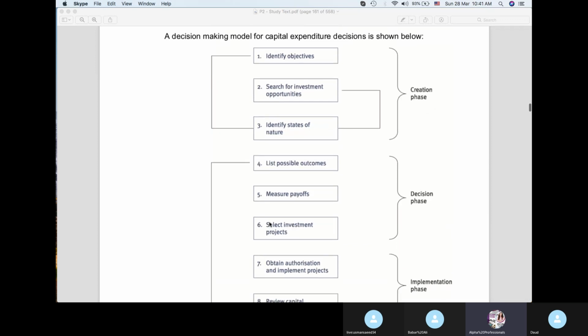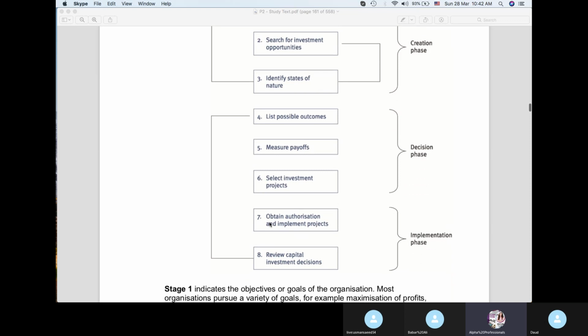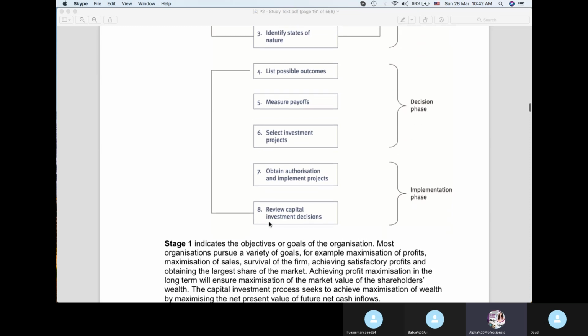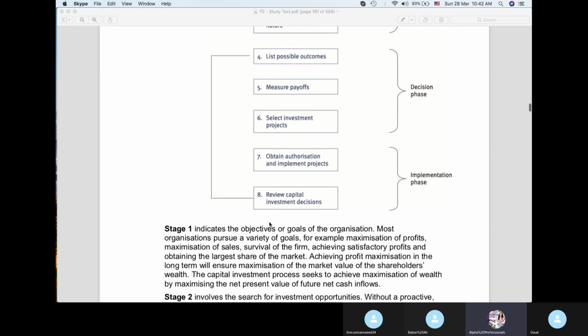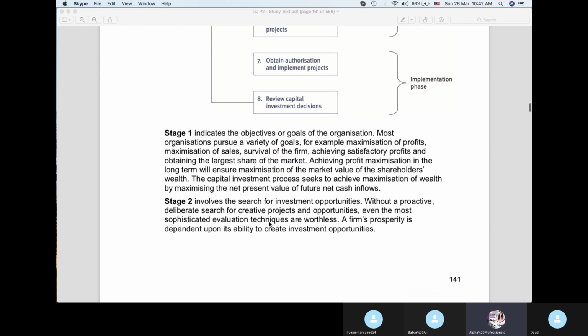The first one is the creation phase, which starts from identifying objectives till identifying the state of nature. And then the decision phase, this is the phase where you would be taking the decision about which investment would be more appropriate for your company, and you would be deciding for which investment or for which project your company will go. And then the implementation phase, once you are done with the evaluation and the decision has been taken, then there comes an implementation phase, and you would be practically implementing that project. So here the stage one has been explained a little bit.